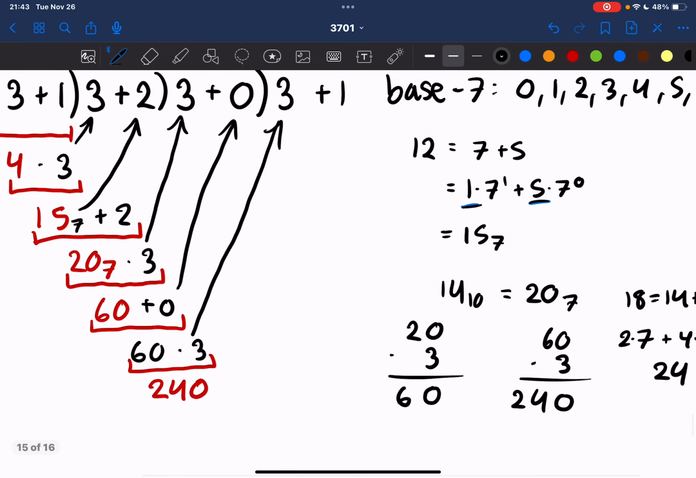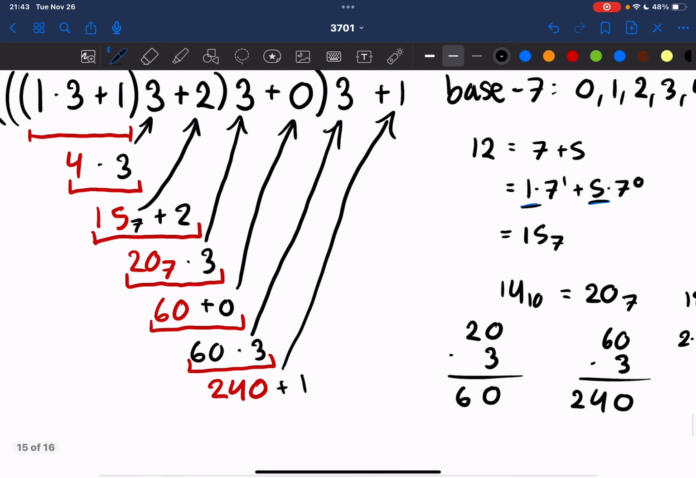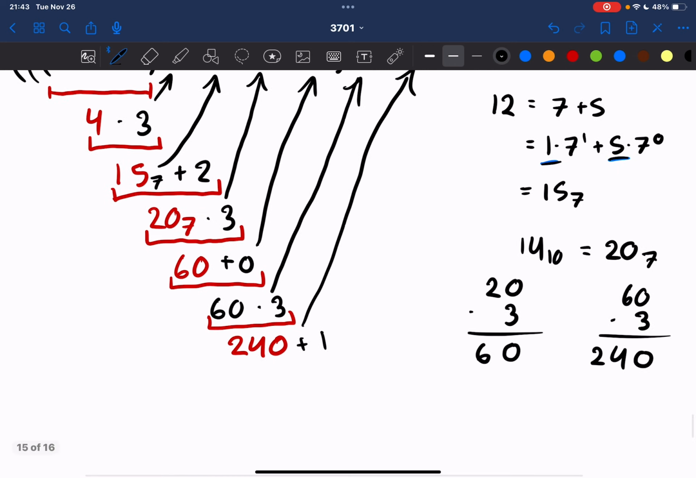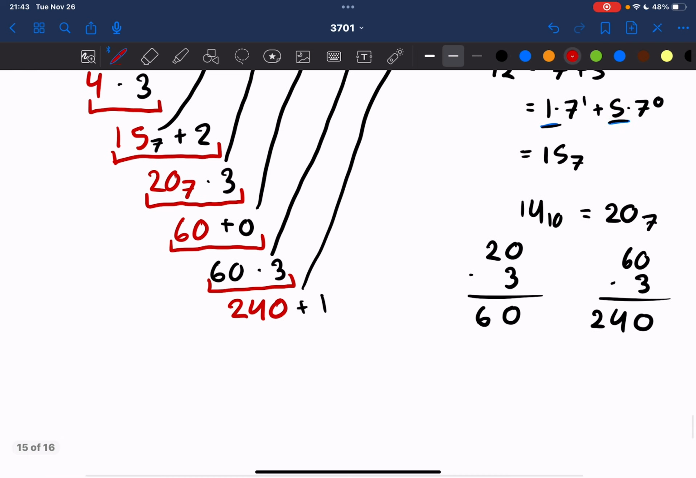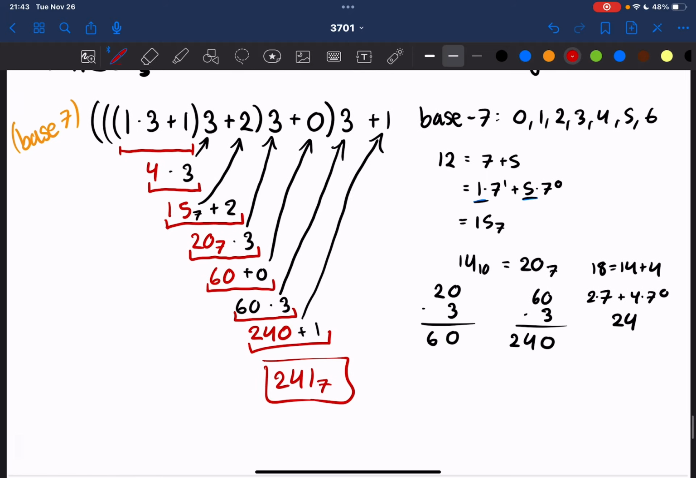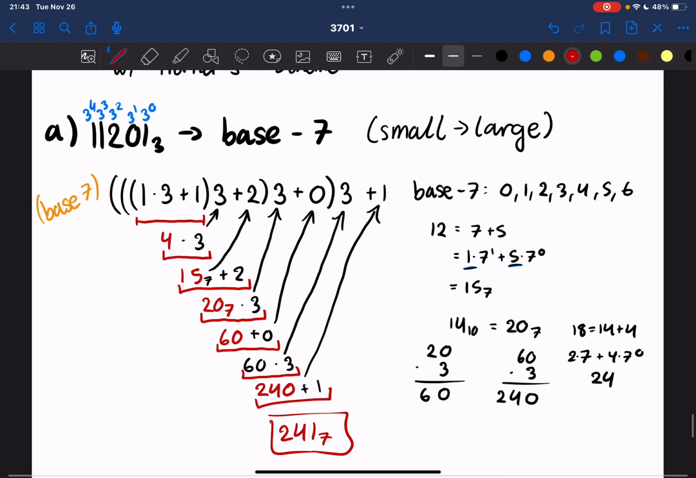And then what's next? Well, we just add the 1, right? So add 1. And then finally, we get 241 base 7. So we could go check this again by converting back into decimal and then just comparing to the original thing. But that's it, you just have to do the calculations there.